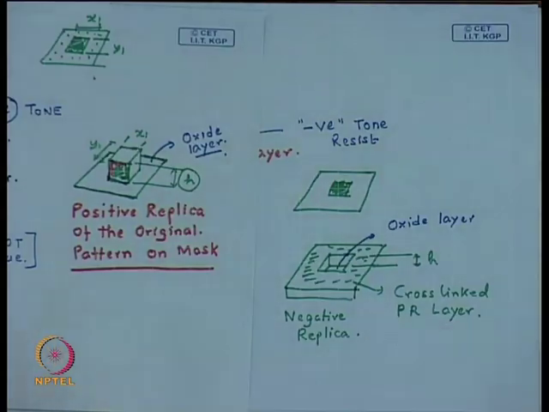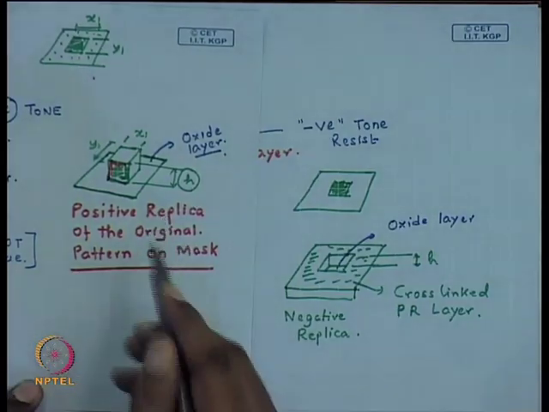So, if you are using a positive photoresist, or a photoresist having a positive tone, you will eventually get a positive replica. In contrast, if you are using a negative photoresist, you will get a structure which is a negative replica. This is what I tried to explain to you in a very simple fashion. I hope things are clear to you.